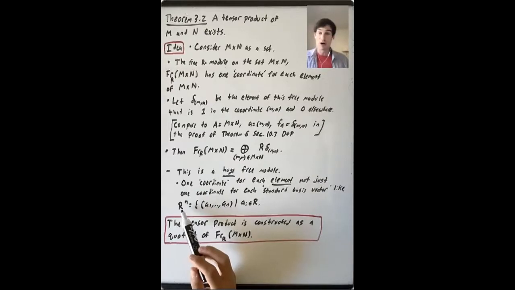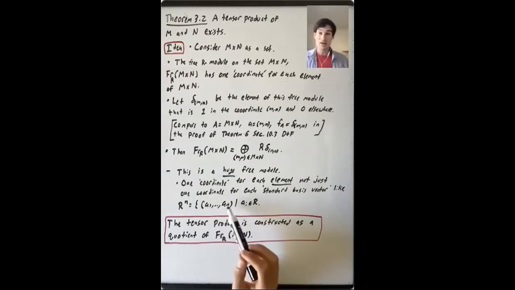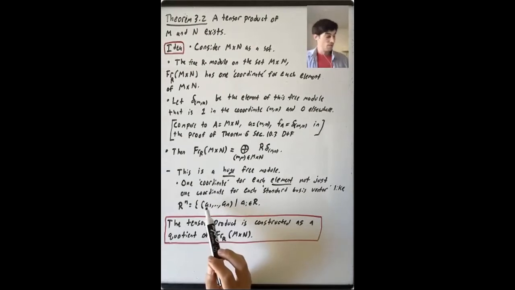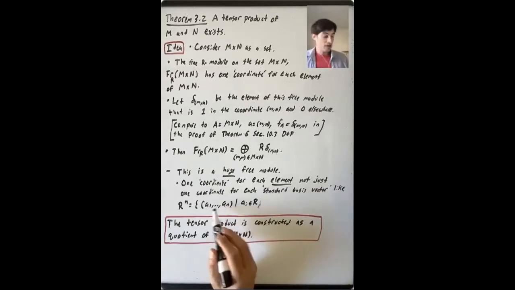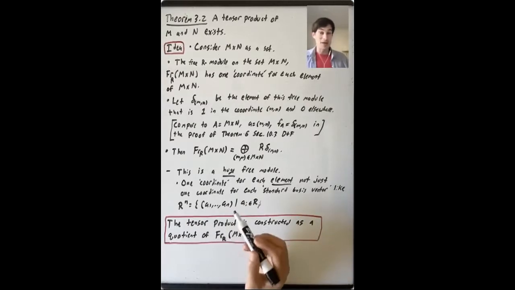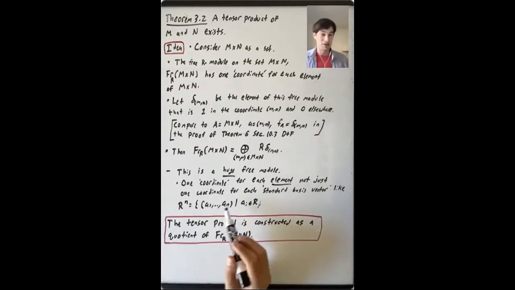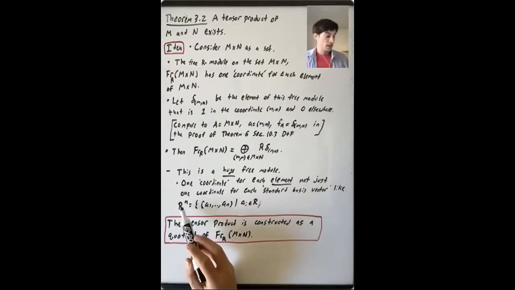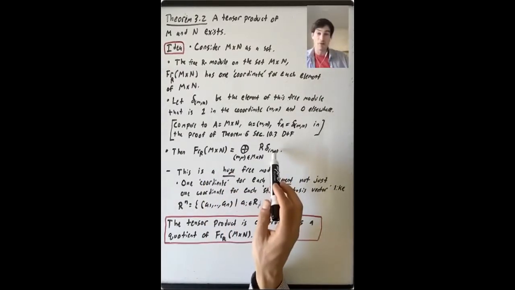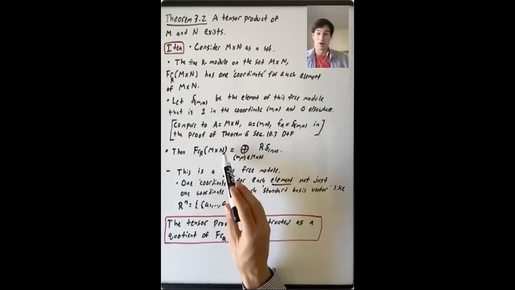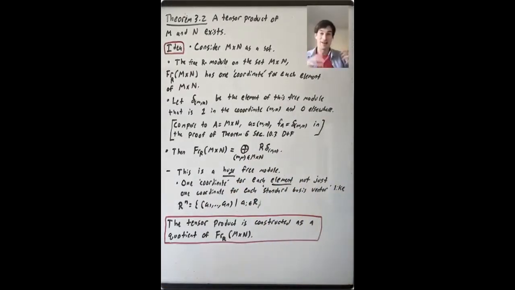Like if you take the free R module of rank n, what does it look like? Elements look like vectors of length n, (a_1 up through a_n), where a_i is in R, but there's n coordinates, 1 for each standard basis vector, (1,0,0,0), (0,1,0,0), and so on. So here, this thing might be infinite, but it only has n coordinates. Here, in this free R module, you really have one coordinate for each element of M cross N. So this is this gigantic thing that's kind of hard to get your hands on.